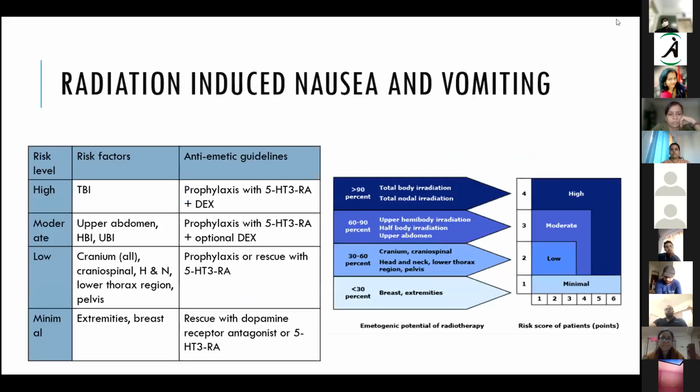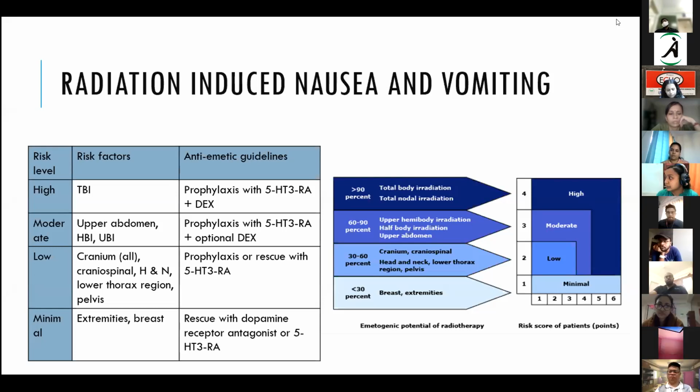Similarly, in radiation-induced nausea and vomiting, just like how in chemotherapy you have highly emetogenic risk levels, depending upon the area of the body that is irradiated, that determines how emetogenic it would be. If it is entire body irradiation, more than 90% of patients will have the symptoms. Whereas if you go lower, if you are away from the thorax and the abdomen, more towards the extremities, craniospinal, cranium, head and neck, there the chances of developing nausea and vomiting are lesser.